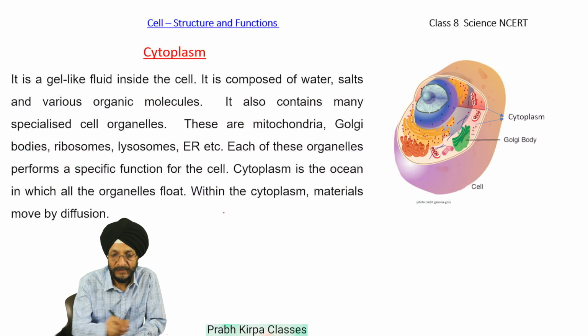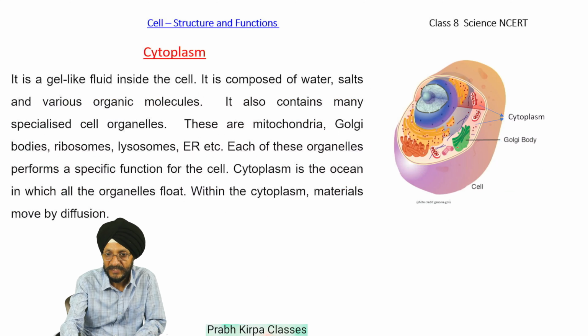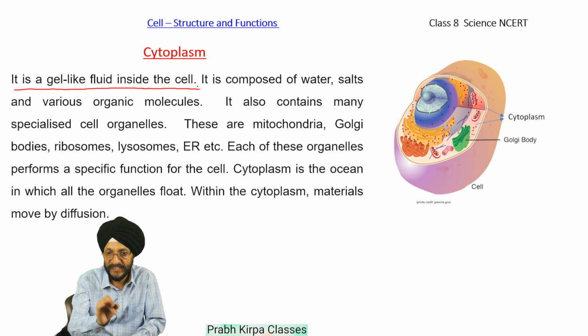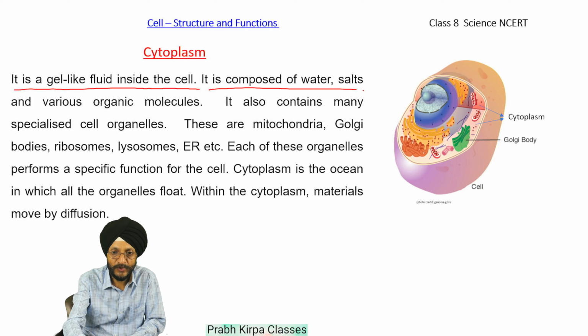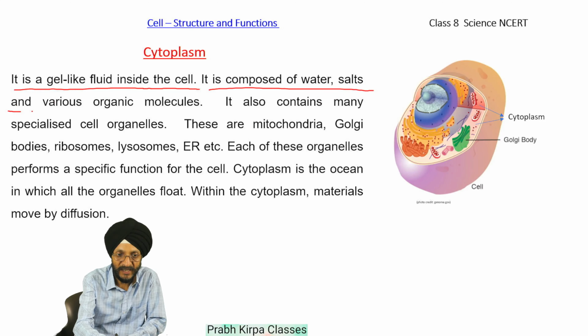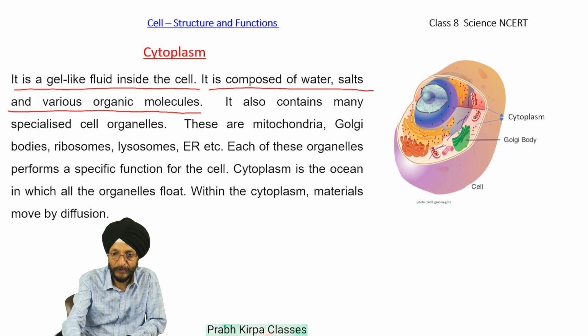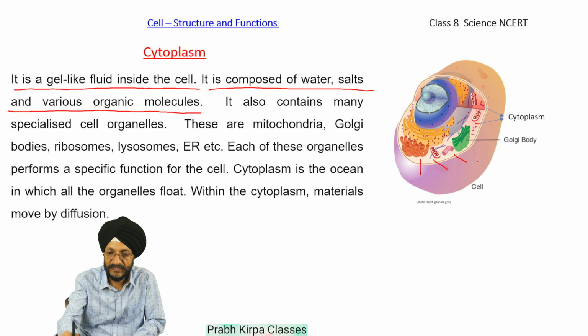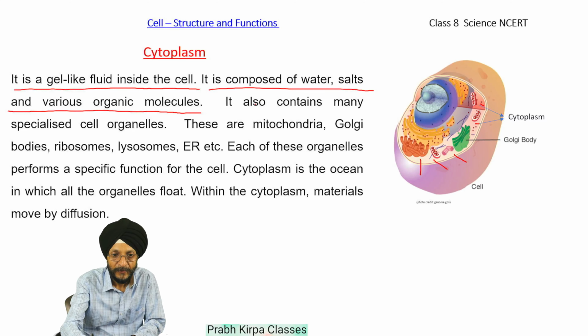So now we will learn about cytoplasm. It is a gel-like fluid which is present inside the cell in which all the organelles are floating. Cytoplasm is composed of water, salts and various organic molecules. You can see here that this is cytoplasm, this is cytoplasm, this is the fluid-like material.